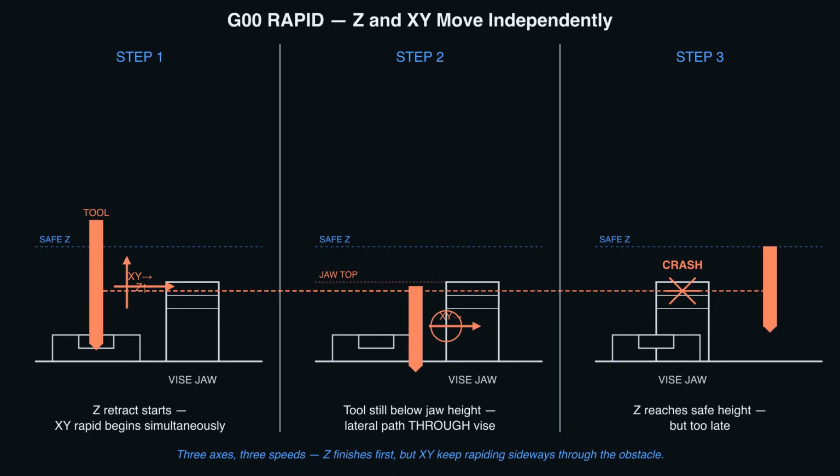You finish a pocket. The tool is down at Z negative ½ inch. You command G00 to the next start point. X over here, Y over there, and Z up to 1/10. 3 axes, 3 independent max speeds. Z has the shortest distance. Z finishes first, but X and Y are still rapiding at full speed, sideways through whatever is in the way.